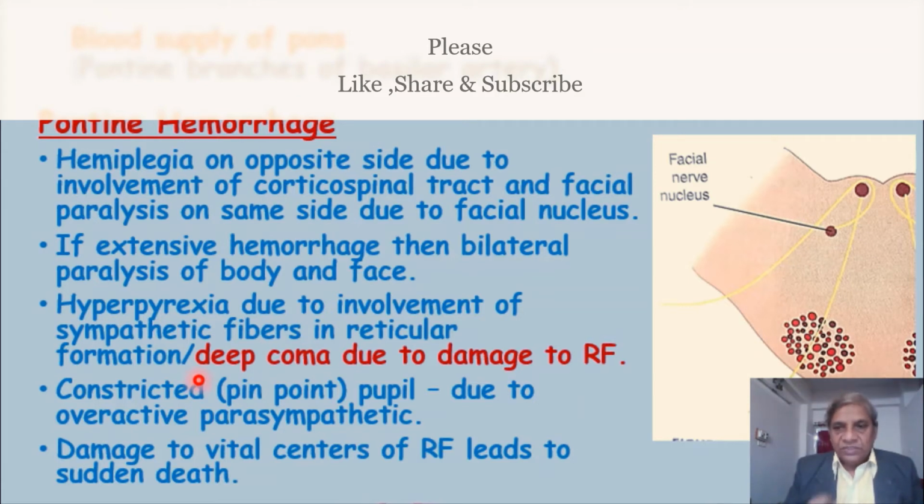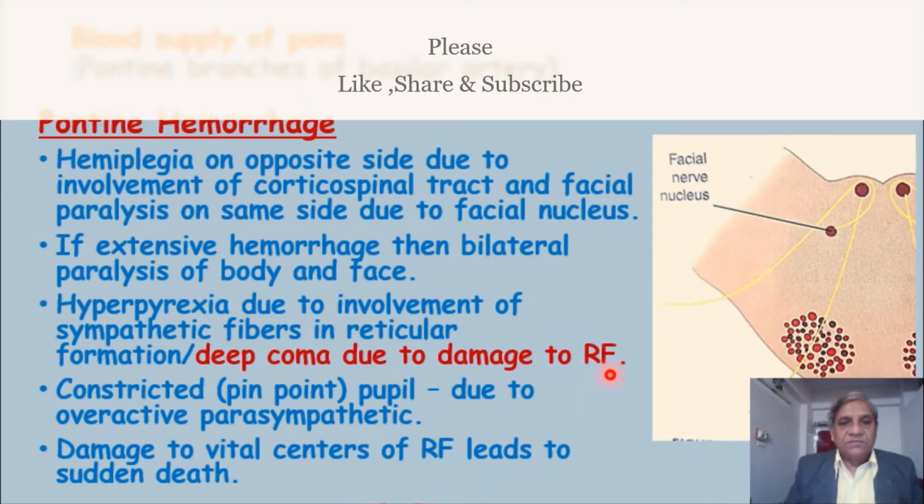There is damage to the sympathetic fibers present in the reticular formation, and because of that there will be hyperpyrexia, because the parasympathetic will become overactive. There will also be deep coma due to the damage of the reticular formation. The conscious centers of the reticular formation will get damaged, and that's why deep coma will take place.